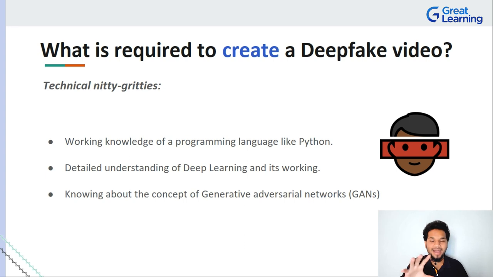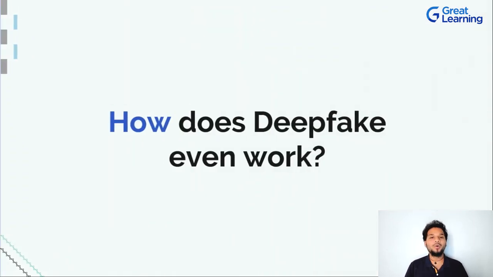Because let me tell you this, to actually go on to create a deepfake video, we are going to have to understand how a GAN works, and of course, another entity called an autoencoder as well, right? So that is exactly what we are going to check out now. We understood a lot about deep learning. Now it is time to understand how it actually works in terms of all of its technicality.